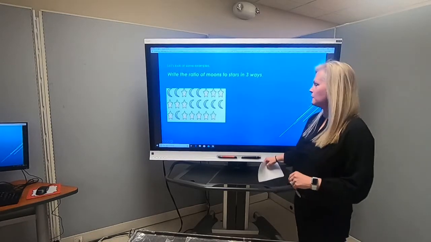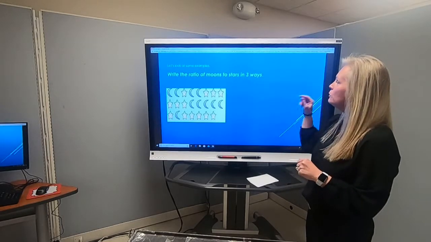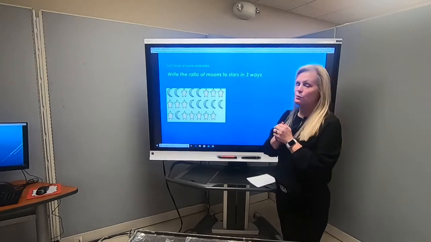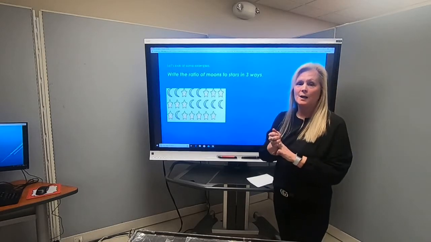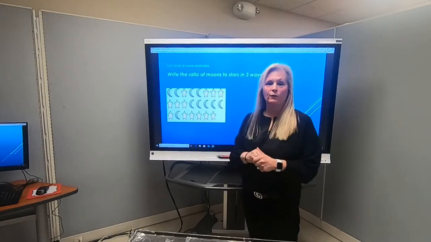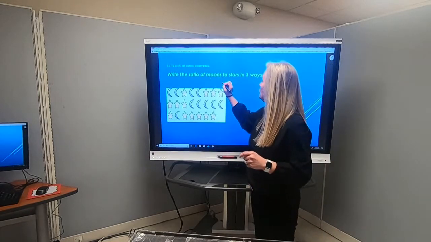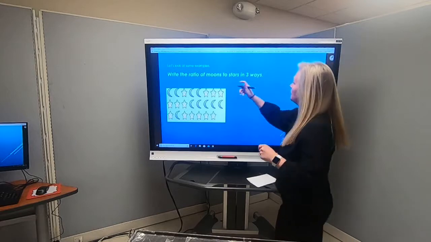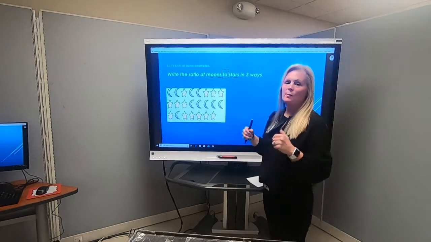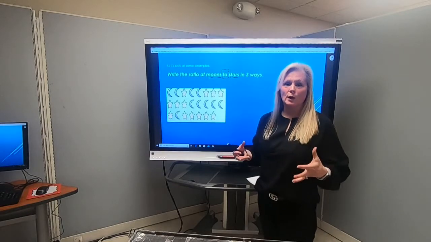So let's get started with looking at some examples. This one asks us to write the ratio of moons to stars. Now, we said we're going to write them in 3 ways: the word "to," the colon, and as a fraction. In order for us to write the ratio, we need to count what we have first. As you see, it says moons to stars. I always ask my students to go ahead and box in the word "to" because, like I said, that's your indicator that there's going to be a ratio.